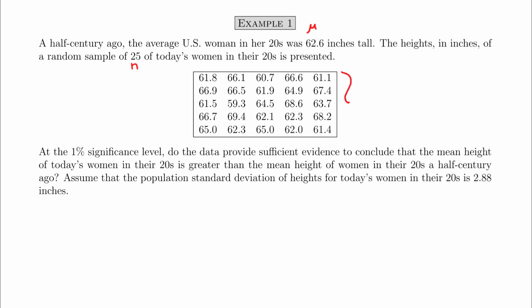By the way, the average for this data is 64.24 inches. At the 1% significance level, so we have alpha equal to 0.01, do the data provide sufficient evidence to conclude that the mean height is greater than that of a half century ago? Assume that the population standard deviation of the heights for today's women is 2.88. One more thing that I forgot to note here, greater than. So we are looking at a right-tailed test.